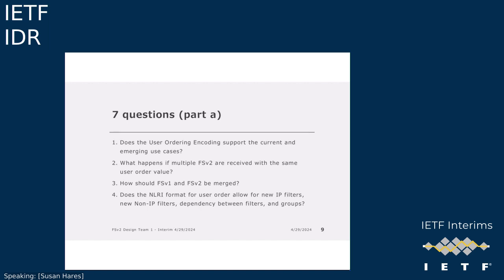How should FlowSpec and FlowSpec V2 be merged? They're both in NLRIs. The current FlowSpec draft, that's the working group draft, says put FlowSpec V2 first and then afterwards do FlowSpec V1. The idea is that FlowSpec V2 would be user ordered and FlowSpec V1 could be added on top. Is there an exception case for that? Is that going to help our deployment?